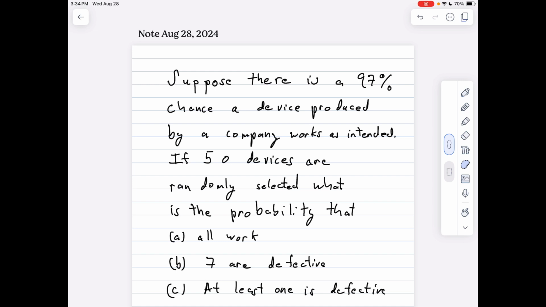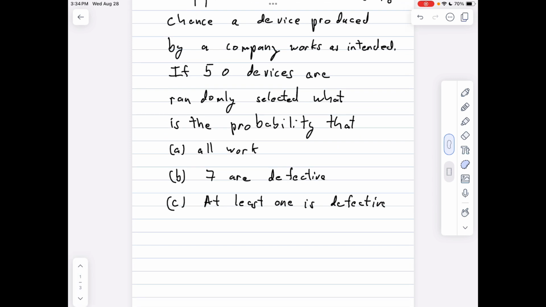Right, hello everyone. So today we're working with a probability problem. It's a binomial probability. Suppose there is a 97% chance that a device produced by a company works as intended. So 50 devices are randomly selected. What is the probability that A, all work, B, 7 are defective, C, at least 1 is defective? Okay.